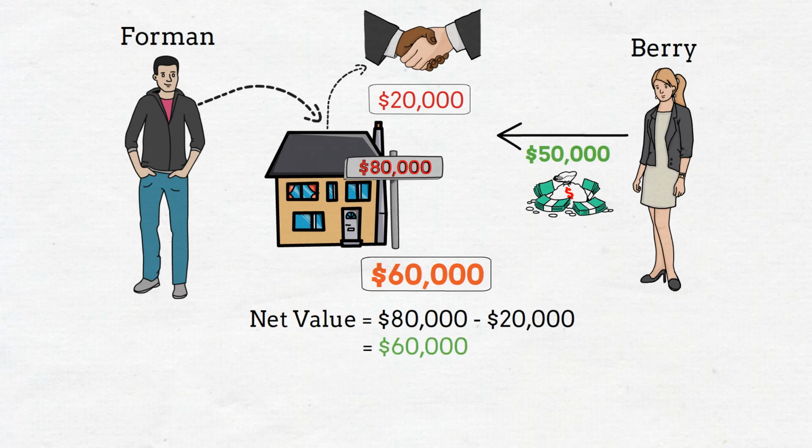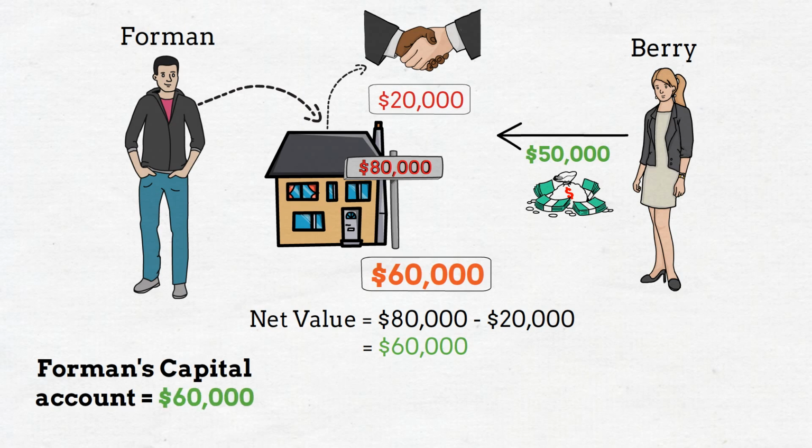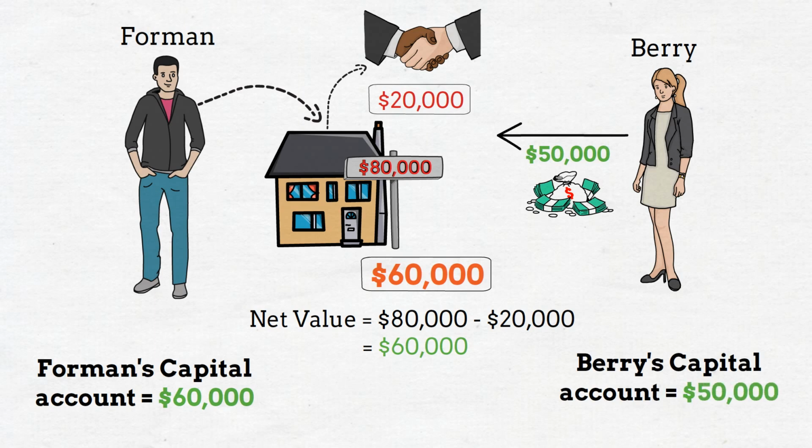Therefore, the partnership should record the building at $60,000. Foreman's capital account will be credited with the net value of the building, which is $60,000. Barry's capital account will be credited with the $50,000 cash investment. Therefore, Foreman's capital account will be $60,000 and Barry's capital account will be $50,000.